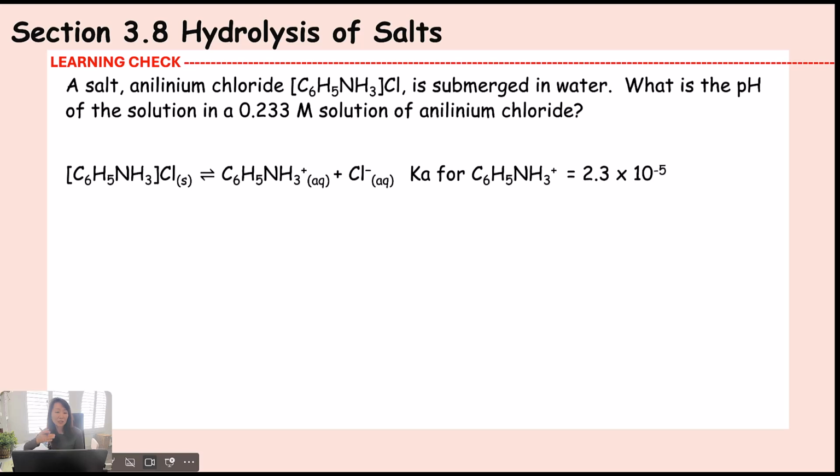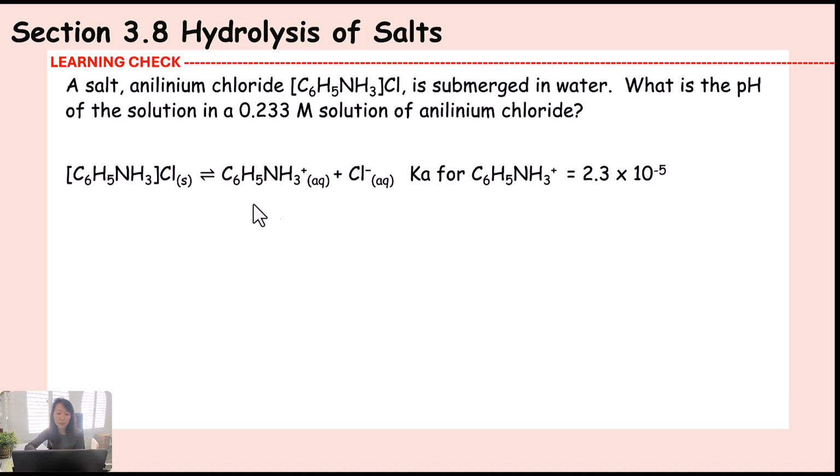Knowing that, let's do a learning check. A salt, aniline chloride, is submerged in water. This is a solid that is submerged in water, and you notice that it has been split apart. What is the pH of the solution in a 0.233 molarity of aniline chloride?